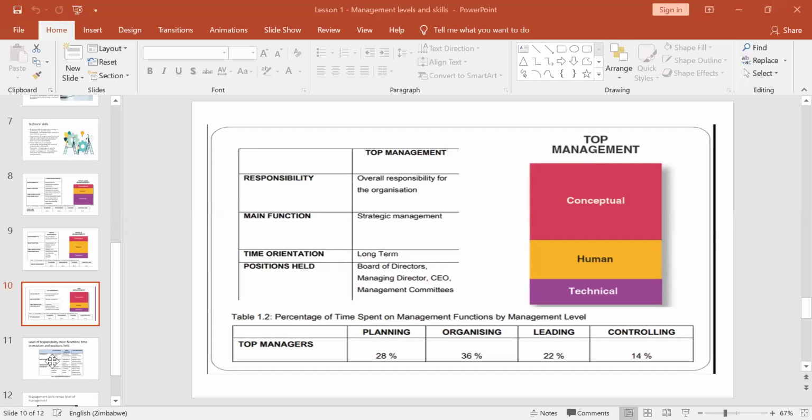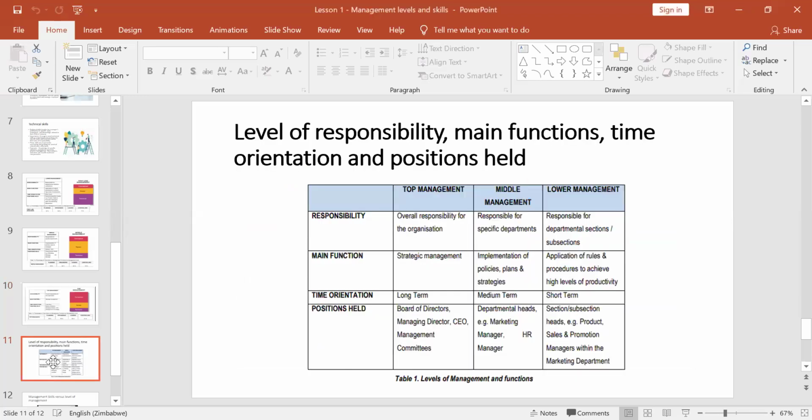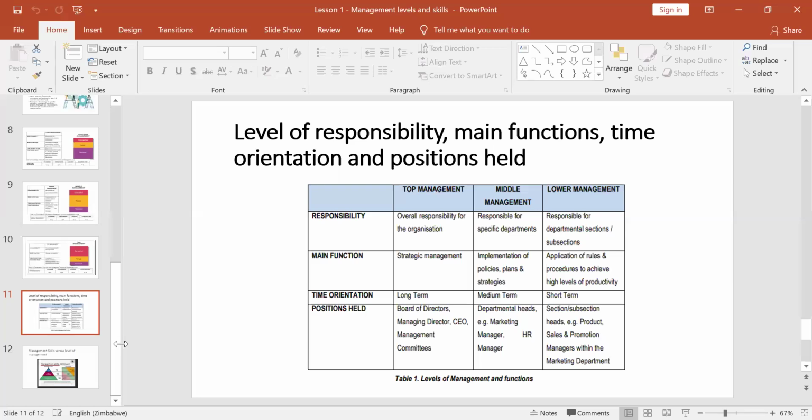So we now have a summary of all that we've been talking about. The last two slides are the summary. I'm going to send you these slides. I would want you, please, to take the time to go over them. Once again, sometimes when you write the exam, some things just disappear, you leave them in the exam room. So you might need a short refresher course on the management levels and the skills.